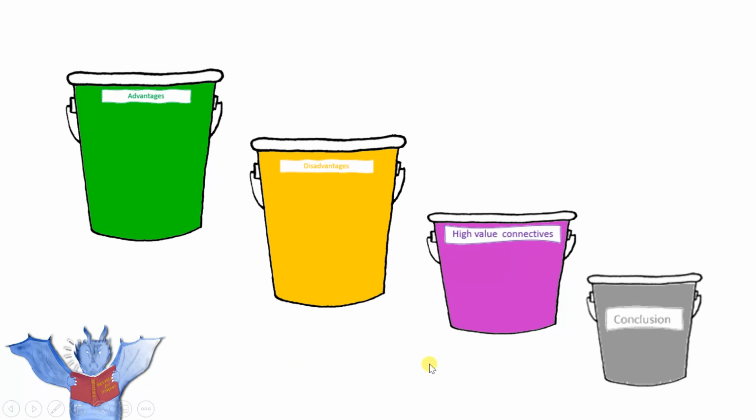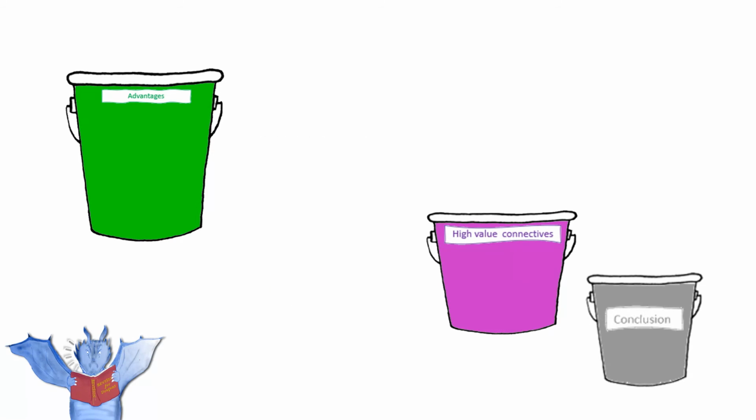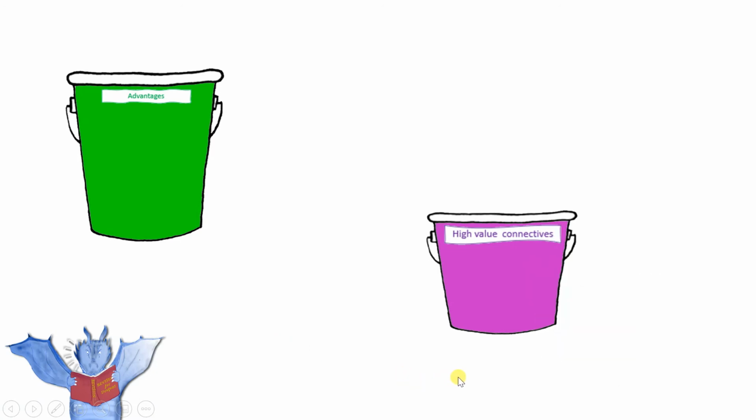You'll be pleased to hear though that you don't need all 4 buckets for this one, so we're going to get rid of the yellow bucket. It's only asking us for advantages, so please feel safe, we can happily get rid of this bucket. And guess what? We don't need the conclusion bucket either, so that one can go.